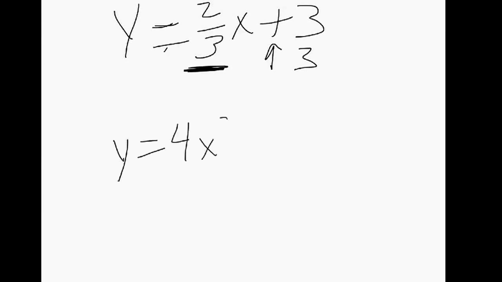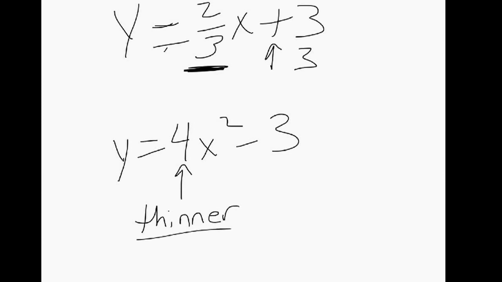y equals 4x squared minus 3. This means it's going to be super thin. Okay? This is thinner than normal, and this is shifted down 3 units.